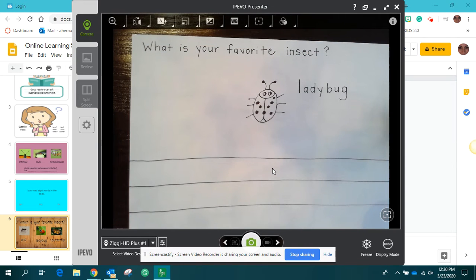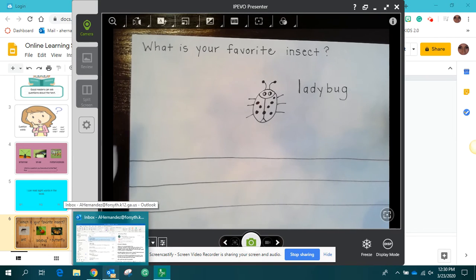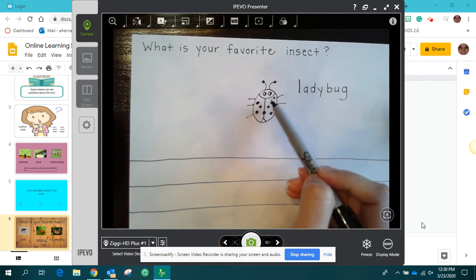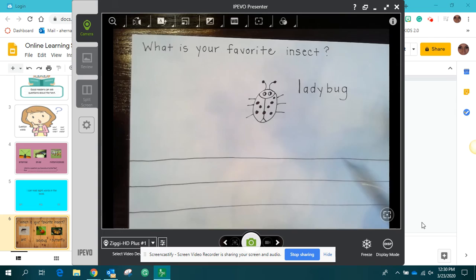So my sentence is going to say, my favorite insect is a ladybug because, do you guys remember we have to use because in our opinion writing? You have to give a reason why you like something or something is your favorite. So for me, I like ladybugs because red is my favorite color. And you can always go back and color your ladybug and add more details to it, but I'm not going to do that. I'm just going to go straight into my sentence.